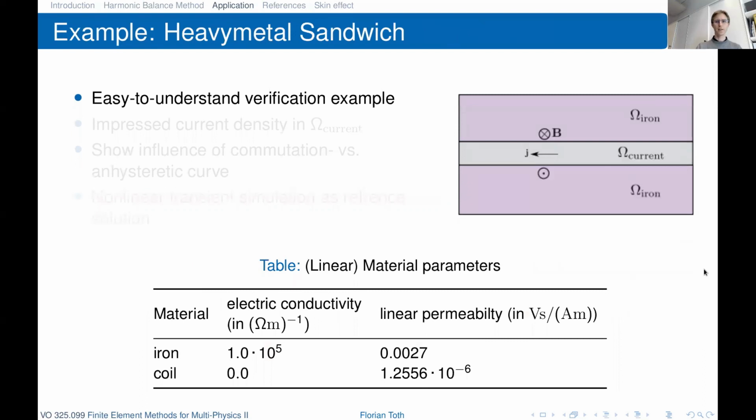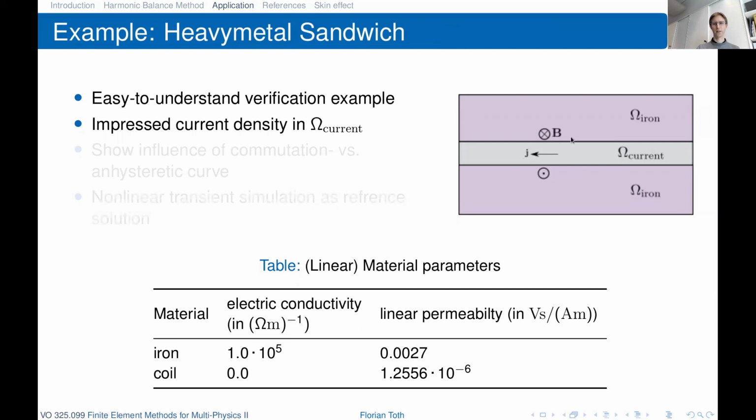So let's look at an example for an application. This is actually a test suite example of OpenCFS, so you can look into it if you're interested. This is a very easy to understand verification example in the sense that it is similar to a network equation-based example. So we have an impressed current density that is in horizontal direction.